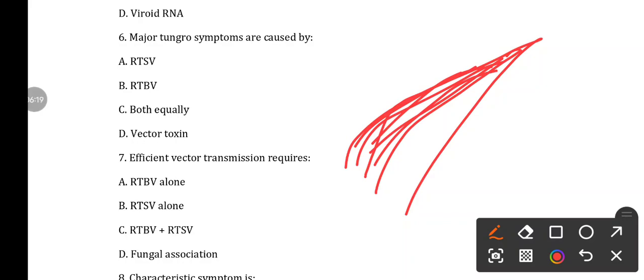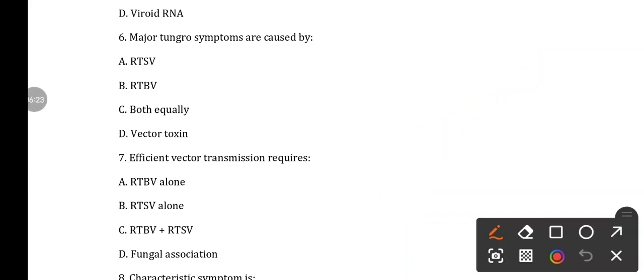Next, question number 7: efficient vector transmission requires. Option A, RTBV alone; option B, RTSV alone; option C, RTBV plus RTSV; and option D, fungal association. So here the answer, for efficient vector transmission, meaning which virus is responsible for the transmission, is RTSV alone.